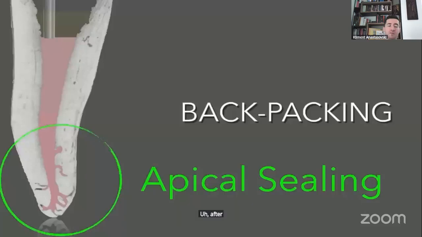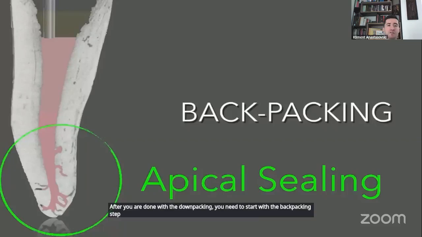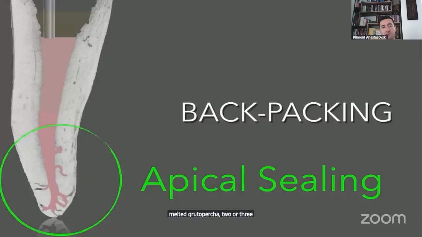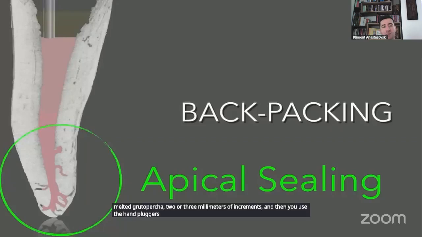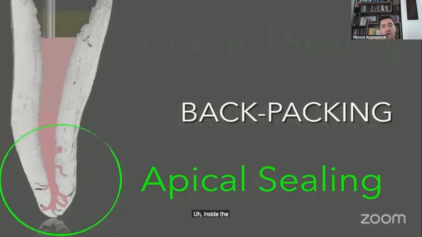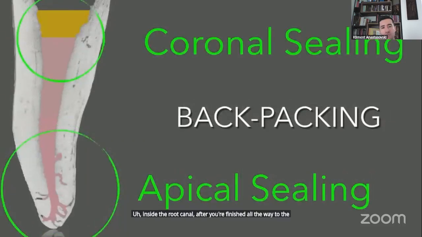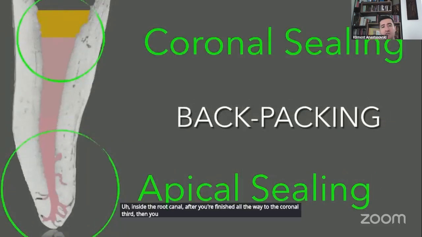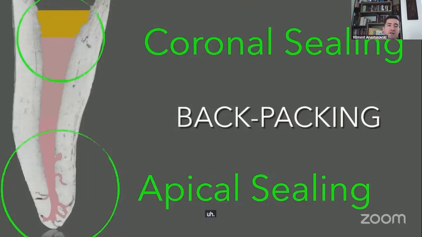After you are done with the down packing, you need to start with the back packing step while using the backfill device or the ear filler to introduce increments of melted T-X, 2 or 3 millimeters of increments, and then you use the hand pluggers to push and plug that T-X inside the root canal. After you finish all the way to the coronal third, then you only need a coronal sealing and you are all done.